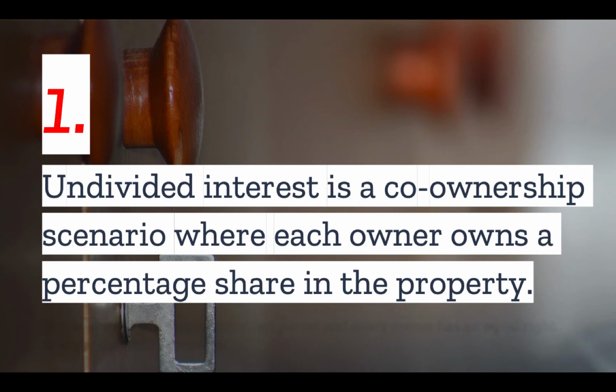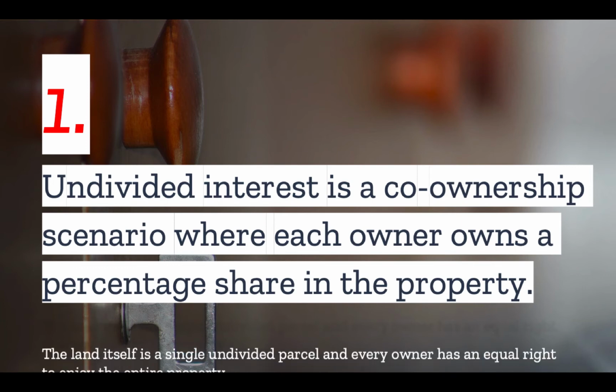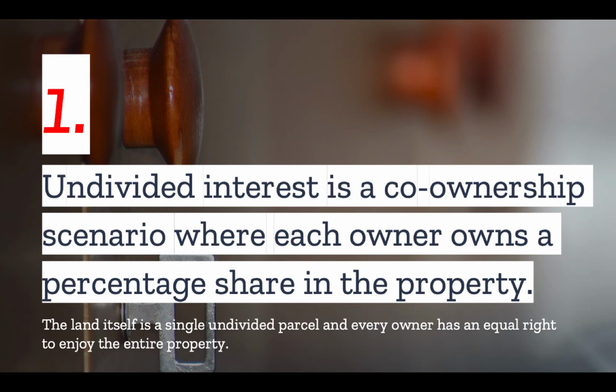Well, undivided interest is a co-ownership scenario where each owner owns a percentage share in the property. It's called an undivided interest because the land is not divided. You are still dealing with one single undivided parcel. Thus, every owner who has undivided interest in the property still has an equal right to enjoy the entire property, but they only own a certain percentage of the lot. Think of it like owning shares in a company, except you're dealing with a property.